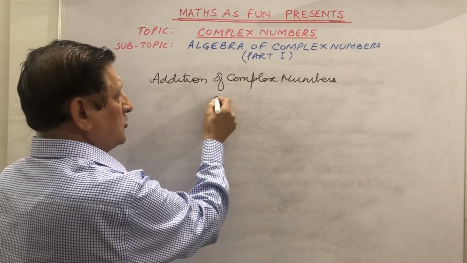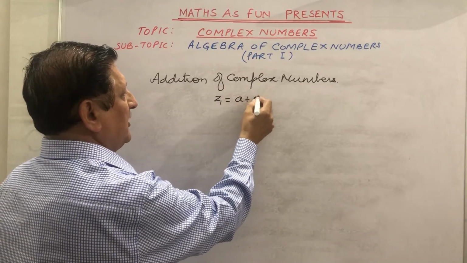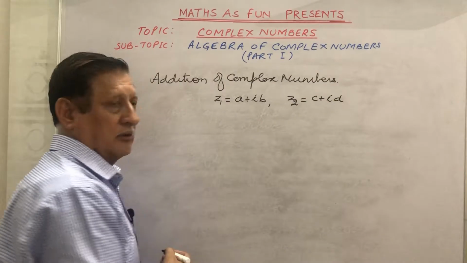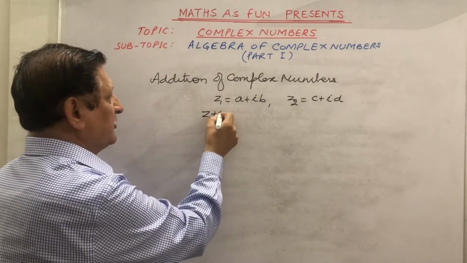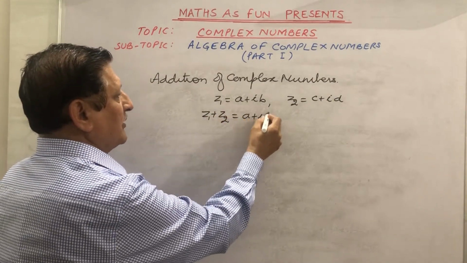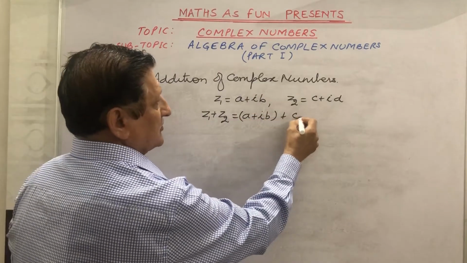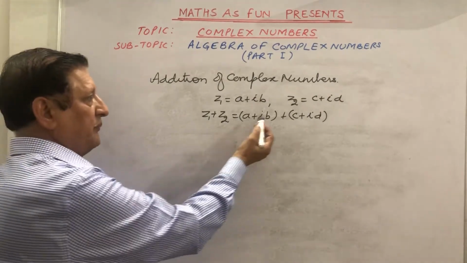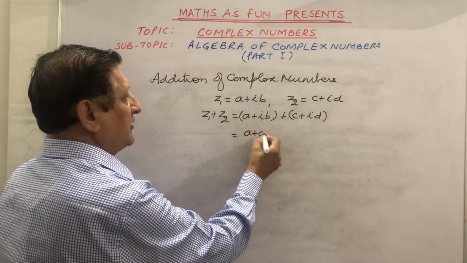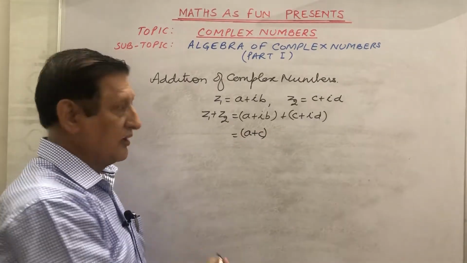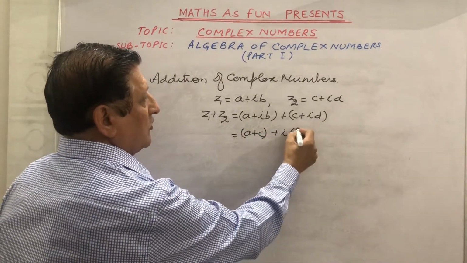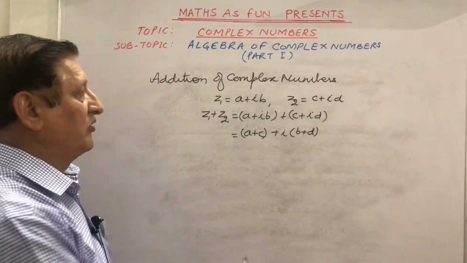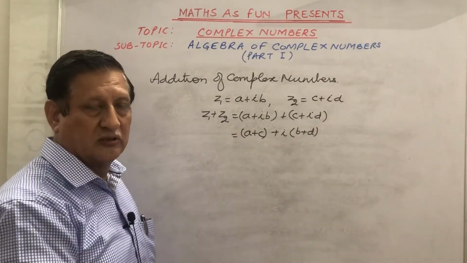When we have any two complex numbers, z1 is equal to a plus iota b and z2 is equal to c plus iota d, and we want to add them, z1 plus z2 will be a plus iota b plus c plus iota d. In that case, we will add the real part with the real part, which will be the real part of the sum, and if we take iota common, this will be b plus d, that is the sum of the imaginary parts, so that will form the imaginary part of the sum of the complex numbers.